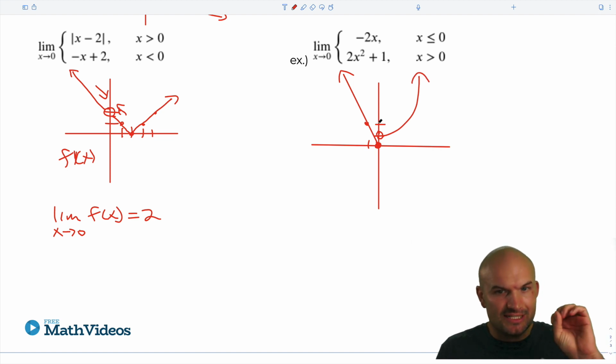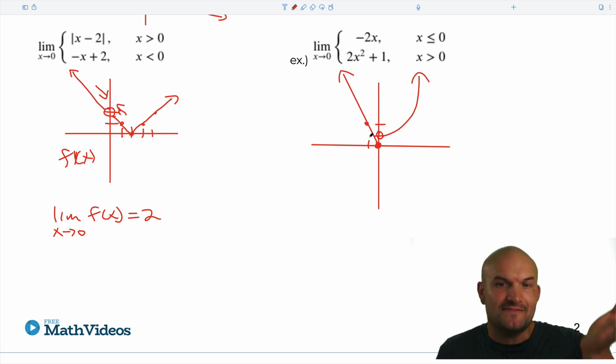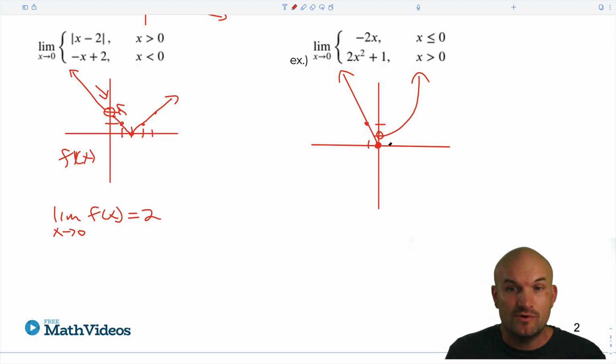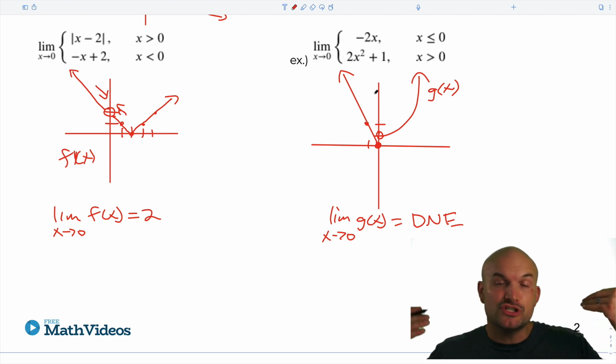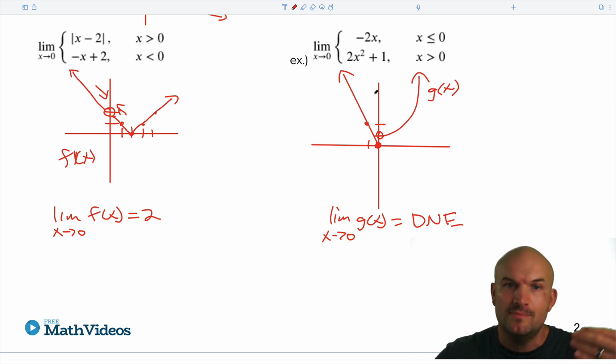Now, you can see that the y-intercepts here are different. From the left, it's going to 0. From the right, it's going to 1. So let's call this g of x. We could say the limit as x approaches 0 of the function g of x does not exist, because you can see we're approaching two different values from the left and from the right.